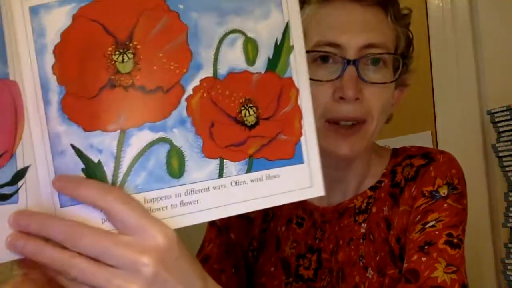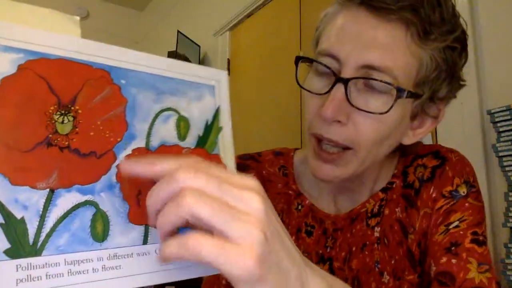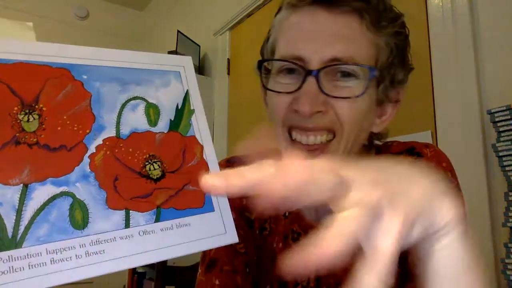Pollination happens in different ways. Often, wind blows pollen from flower to flower. So pollen from one flower has to get into another flower in order to make a seed. So one way that it can travel is when the wind blows. And that's probably what makes that pollen get into our noses and sneeze sometimes. I wonder how else it can travel.